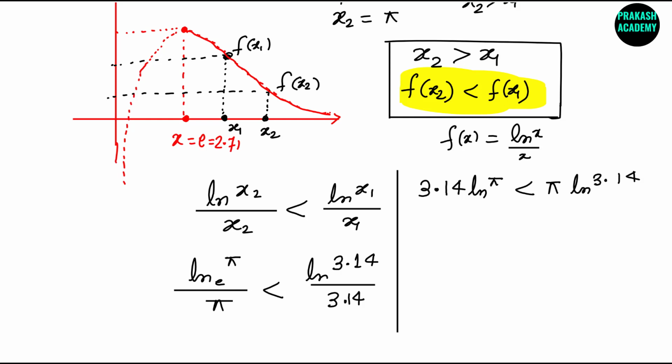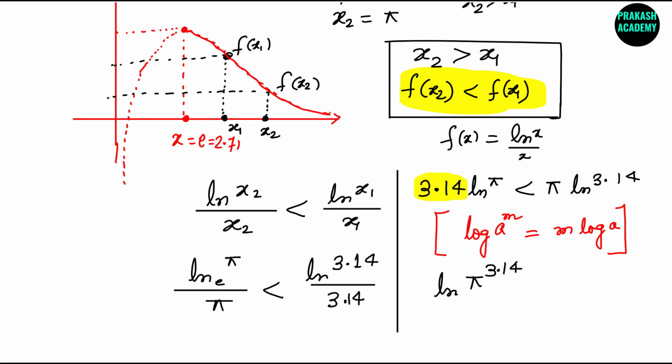Now rule of log: if something is in the product, then this becomes power. So there is a rule in the log, that is log of a raised to the power m is equals to m log a. So if something is in the power, it becomes product, and if something is in the product, it becomes power. So if I use that rule, I can write ln pi raised to the power 3.14 is less than ln 3.14 raised to the power pi.